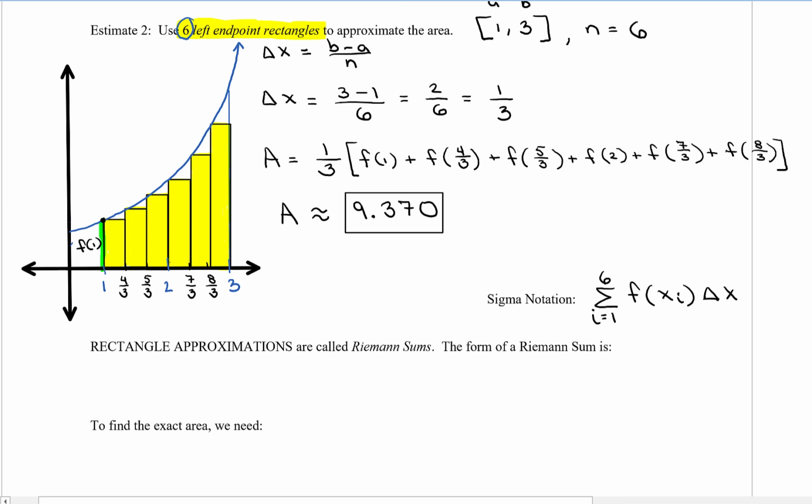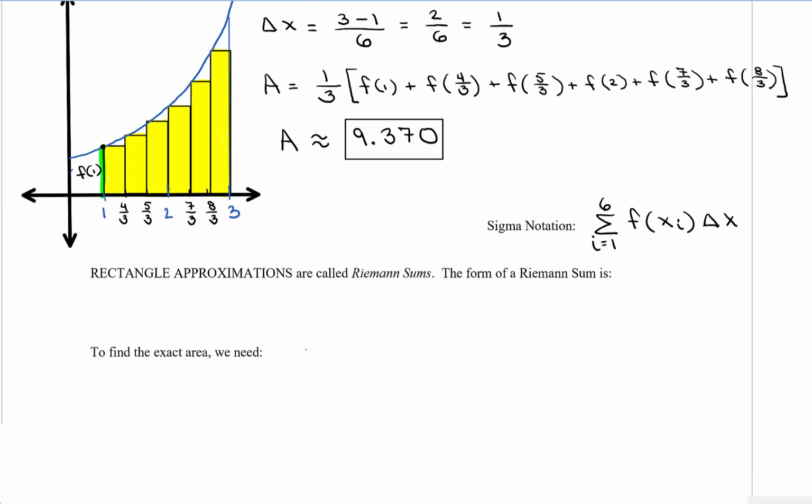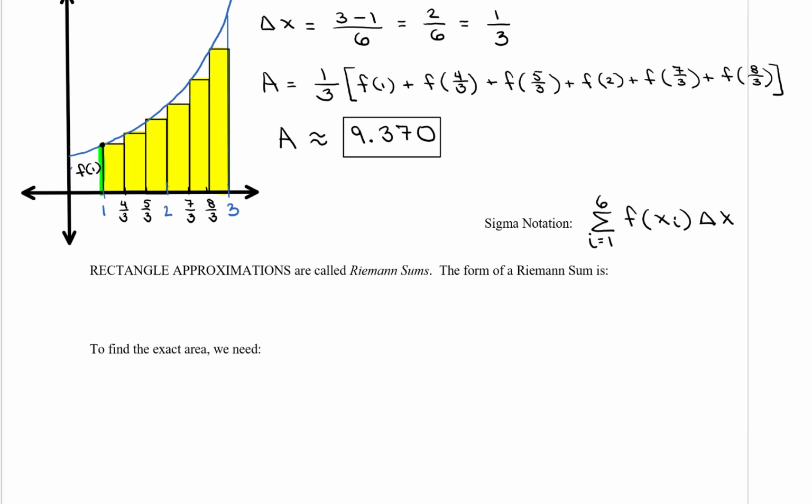So these rectangle approximations are called Riemann sums. The form of a Riemann sum is going to be the following. Once again, I'm going to write that capital sigma, that Greek letter, and we're going to write this as the sum from i equal to 1 up to n of f of x sub i times delta x. And this is how we would represent that Riemann sum when there is a finite number of rectangles.